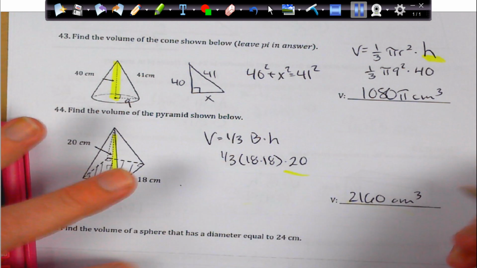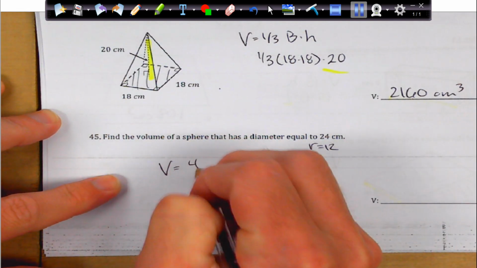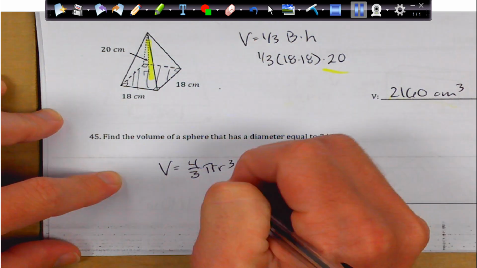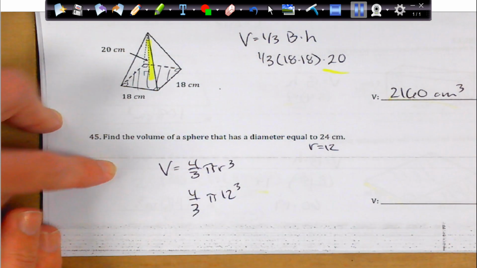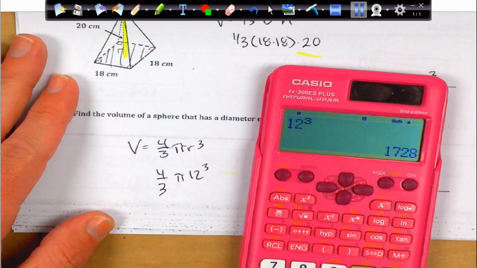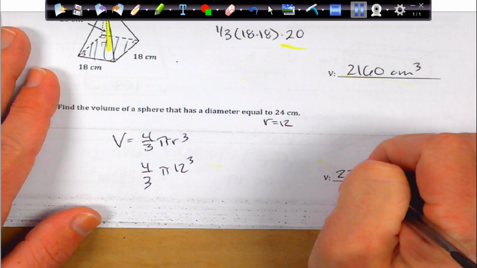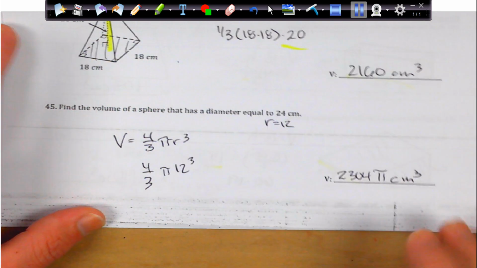cubic centimeters. Find the volume of a sphere with a diameter of 24, so the radius is 12. The volume of the sphere is 4/3 pi r cubed. So we just do 12 in there for the cube. On my calculator, I typically will write 12 to the 3rd power times 4 divided by 3. You can break that up into 2 steps. That's 2304 pi, and that is cubic centimeters. All right.